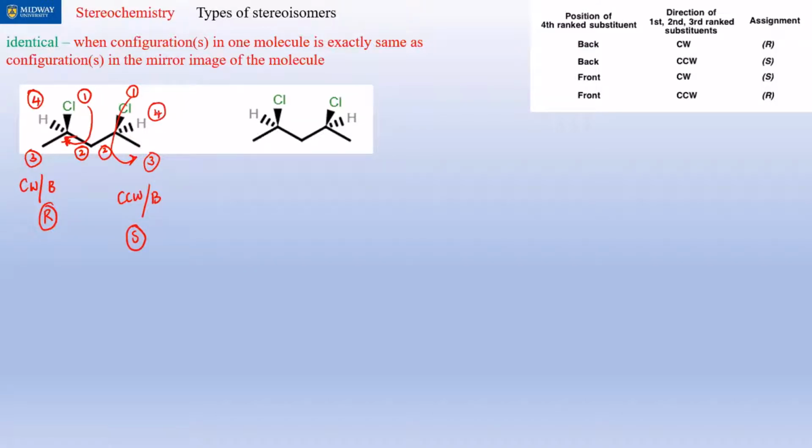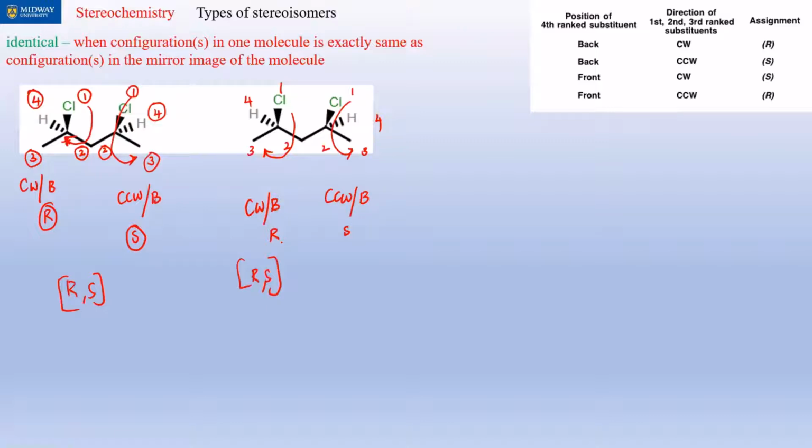Now, what do we mean by front and back? The minority group, which is 4: is it in the front or back position? So 1, again 2, 3, and 4. So that's again clockwise and back. That's again R. 1, 2, 3, and 4. So that's counterclockwise back, and that's S. So if you draw this, this is R and S, this is R and S. If configurations are identical, then that's identical, just as the name sounds.